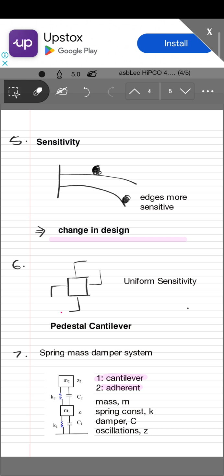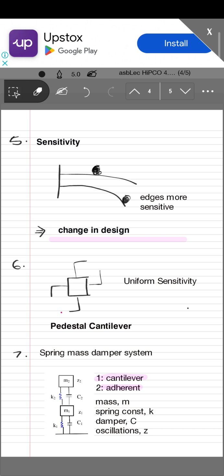So to create a uniform mass distribution, or rather a uniform assessment, not depending upon the location of the antibody getting adhered, a change in design was made. The change in design, as you can see, came in the form of a four clamped sensor called a pedestal cantilever. We had one clamp previously, but we now have four clamps: 2, 3, and 4. So the advantage this sensor has is that wherever the adherent sits, the sensitivity is not compromised to the extent it was in the case of a one clamped sensor.